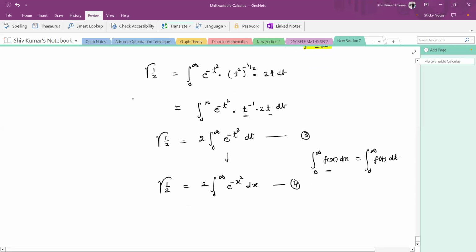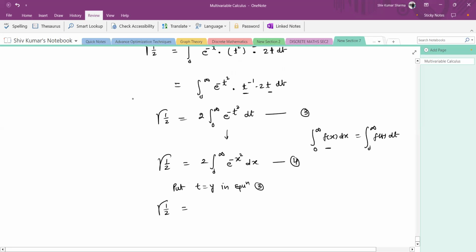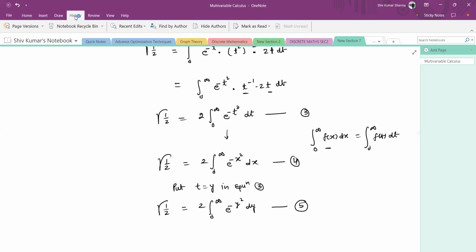Now we put t equal to y in equation 3. So we see that gamma 1 by 2 is equal to 2 into the integral 0 to infinity of e raised to the power minus y square into dy. This is our equation number 5. So this is our equation number 4, and this is our equation number 5.